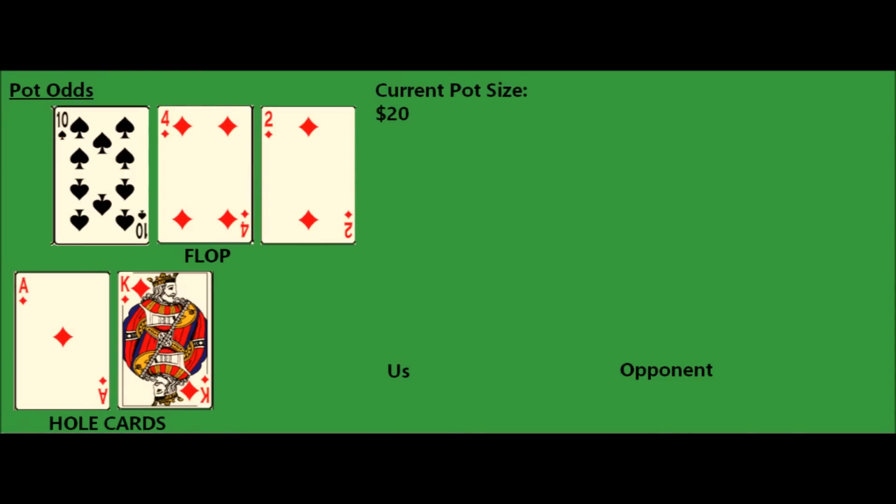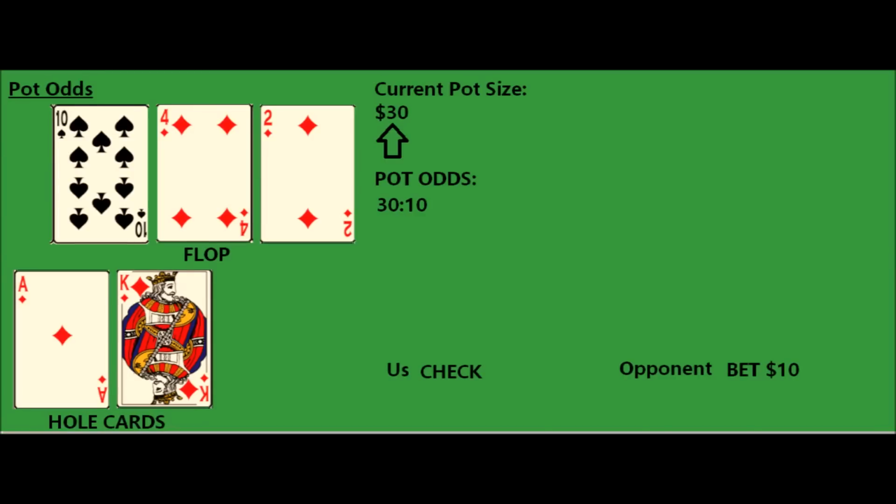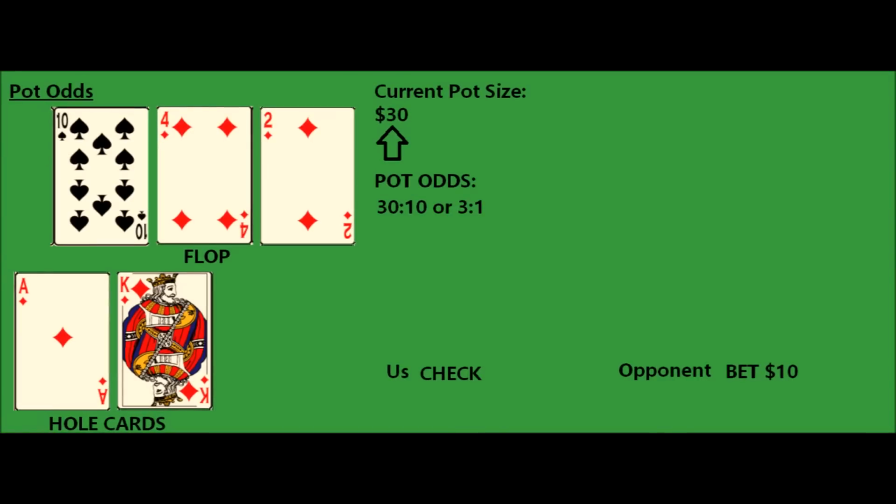Let's say we have the same scenario as the previous section, except the pot is $20 and we are up against only one opponent. We check and our opponent bets $10. What are our pot odds? Well, since our opponent's bet is now a part of the pot, the pot size is now $30. In order for us to stay in the hand, we have to call the initial $10 bet. Therefore, our pot odds are 30 to 10 or 3 to 1. These pot odds convert to a percentage of 25%. We convert the pot odds into a percentage because this way it's easier for us to compare it to our chances of winning the hand.